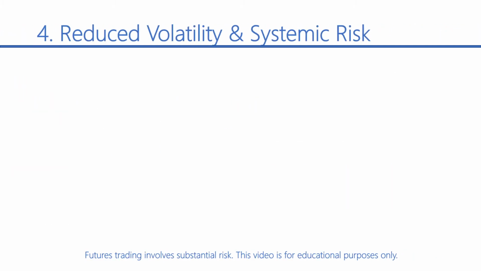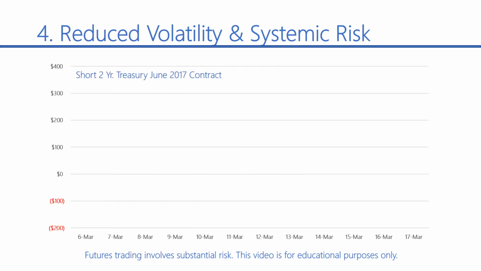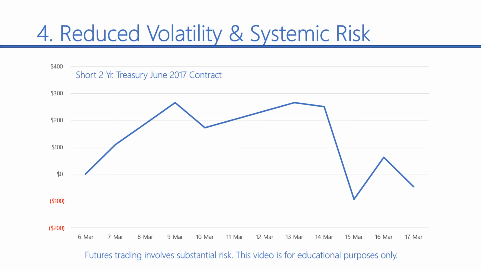Point number 4. Spread trades reduce volatility and risk. Let's look at the 2-year Treasury futures in March of 2017. The blue line shows the cumulative profit or loss from entering a short position on March 6th. Don't worry too much about the details, just focus on the concept of the chart lines. Few things jolt the interest rate markets more than a Federal Reserve interest rate change.